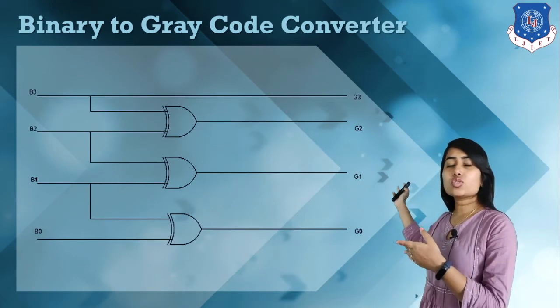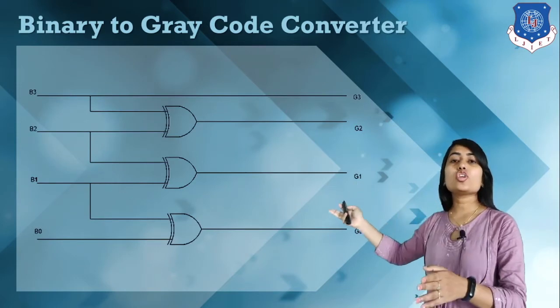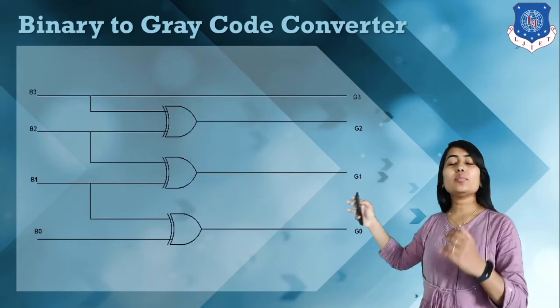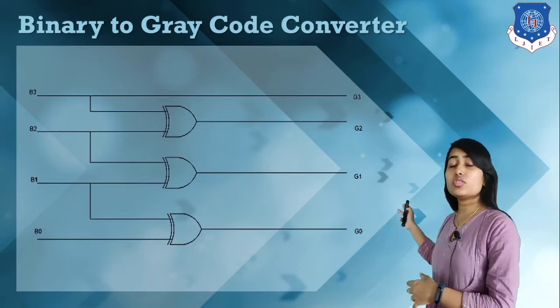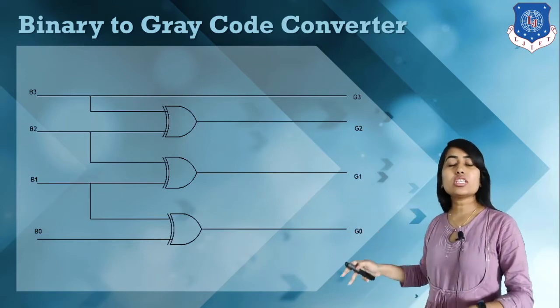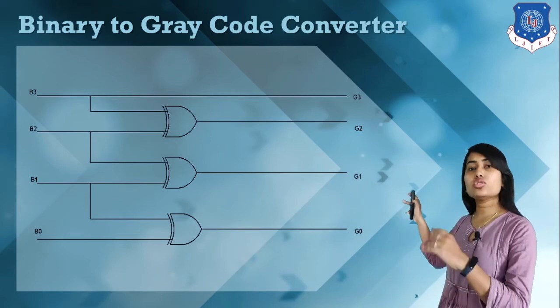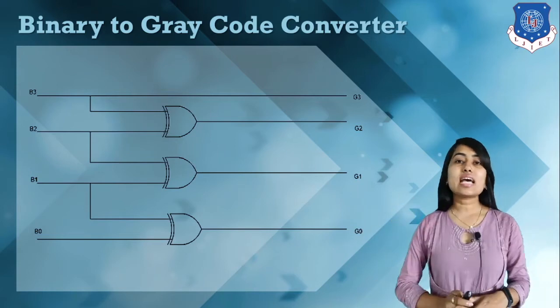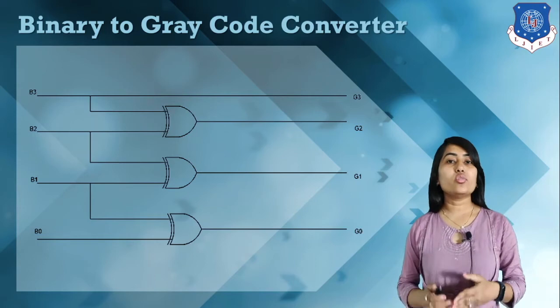B3 is equal to G3, then B3 XOR B2 is equal to G2, then B2 XOR B1 is equal to G1, and B1 XOR B0 is equal to G0. Okay, so this is how we can design a binary to gray code converter circuit.